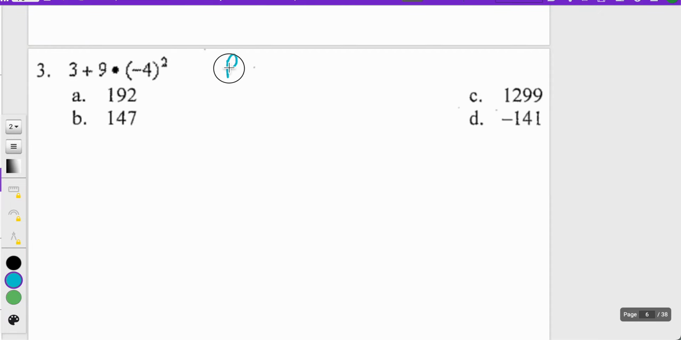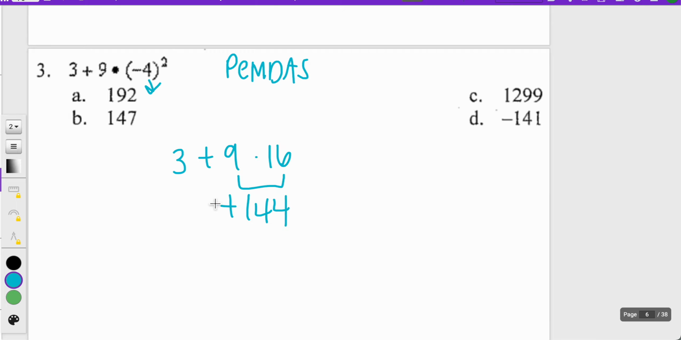For number 3, we want to use order of operations. So we're going to start with 4 squared. Negative 4 squared gives us 16. Bring everything else down. Next up, we should focus on 9 times 16, which is 144. Then adding the 3 to that, we get 147, B.